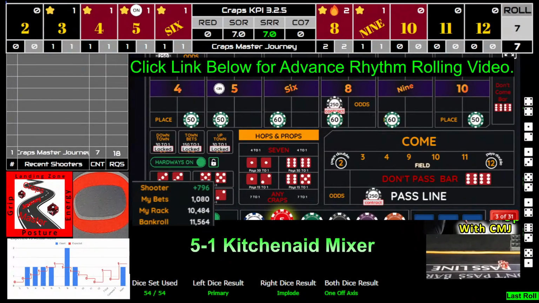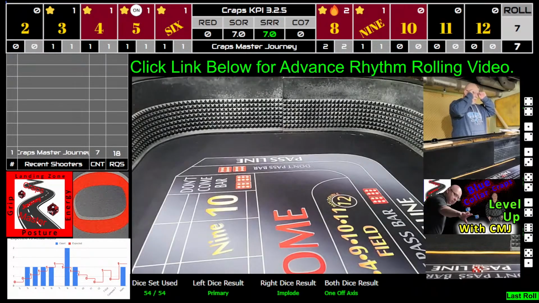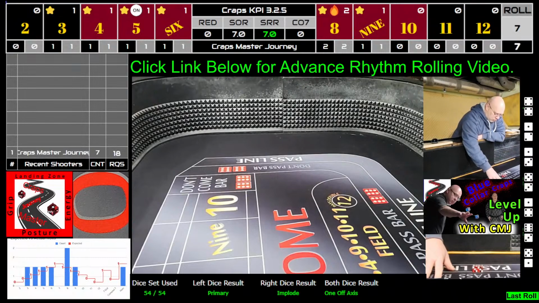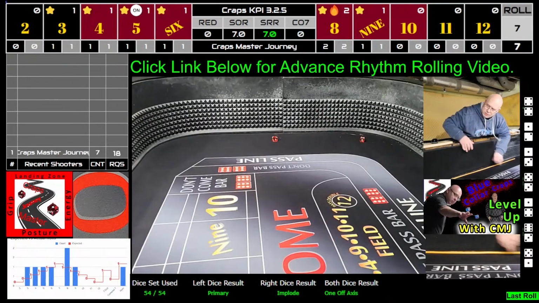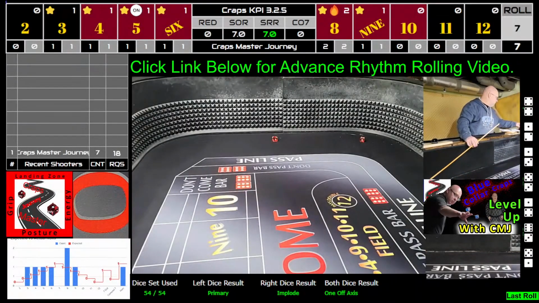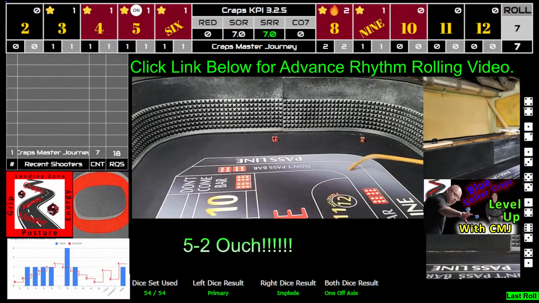Let's go to $90 on that 6. 5-4, 5-4 is our set. And all bets set here. Nice out. I was a little bit late release on that 5-2. Ouch. The Bruce. That's the end of shooter number 1 here.